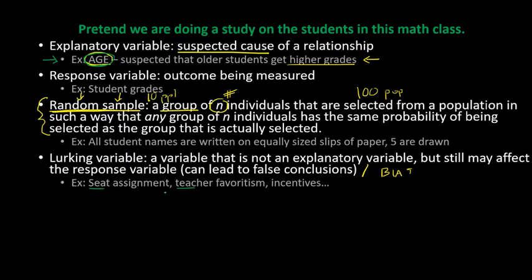Maybe they're older, they have jobs, and they can afford tutors for the class. So it's really that they get tutoring because they can afford it and not because they're older, right? So these could all be other things that could explain why it seems like age is leading to higher grades, but really it's this other thing that we didn't take into account.